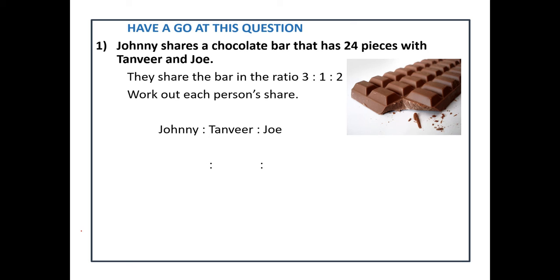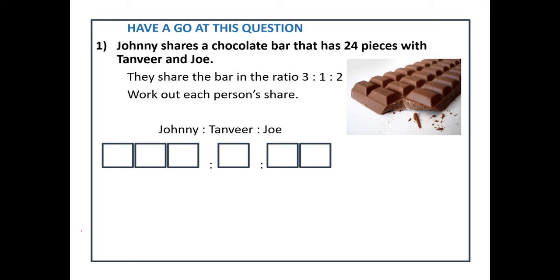So first of all, we've got Johnny shares a chocolate bar that has 24 pieces with Tanvir and Joe. So Johnny, Tanvir and Joe, they share the bar in a ratio of 3 to 1 to 2. So we've got 3 bars to 1 bar to 2 bars. Work out each person's share.